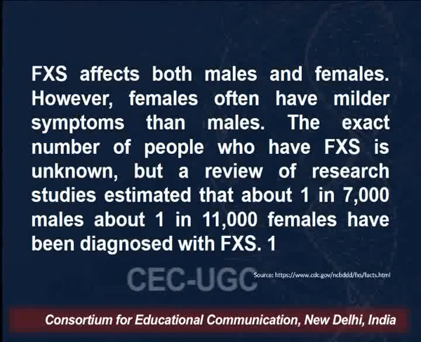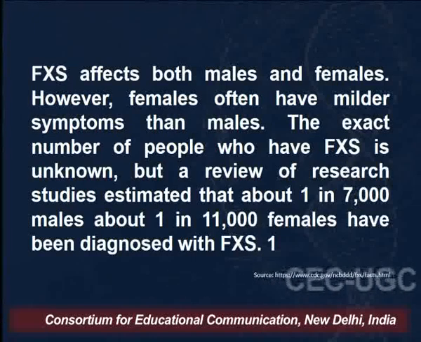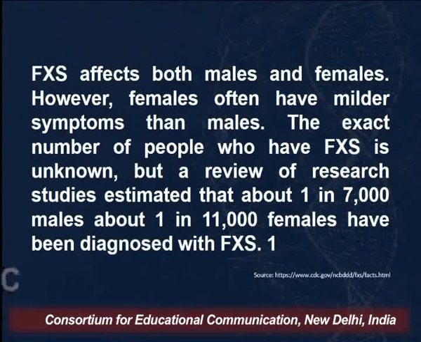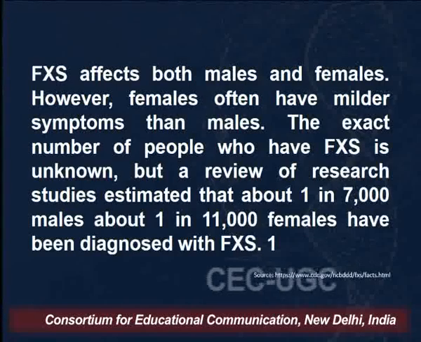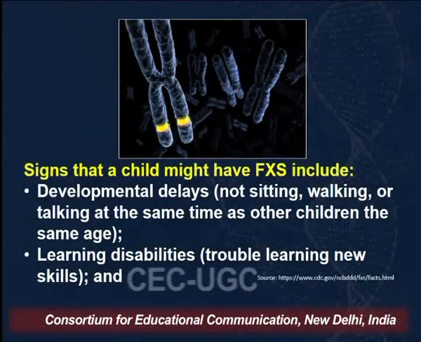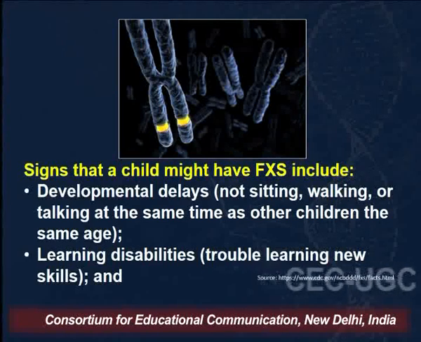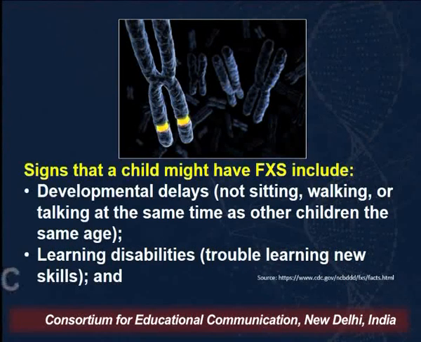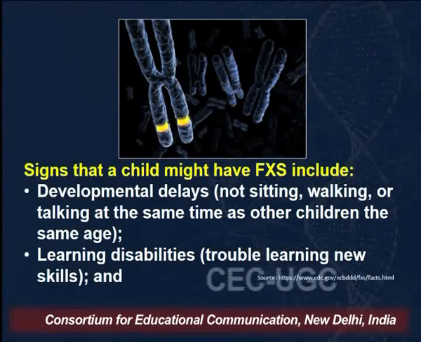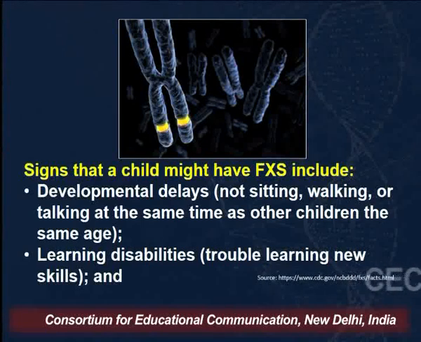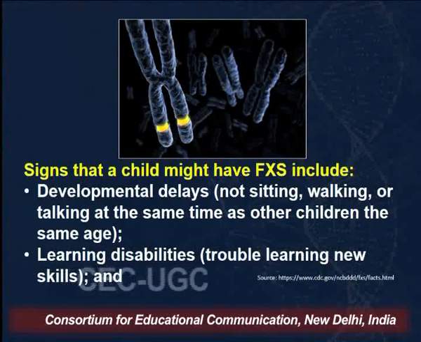So we can understand over here that one of the important proteins is not formed because of the changes in the gene, and the proper brain functioning and developmental processes don't take place. Now the signs that the child might have in FXS are developmental delays. The child is unable to sit, walk and talk properly at the same time, and the child suffers from various learning disabilities because the brain developmental process is majorly affected. So the learning and the various skills are affected.